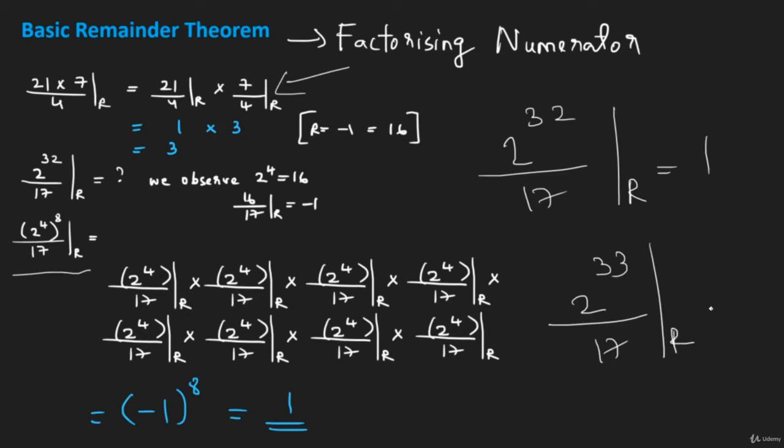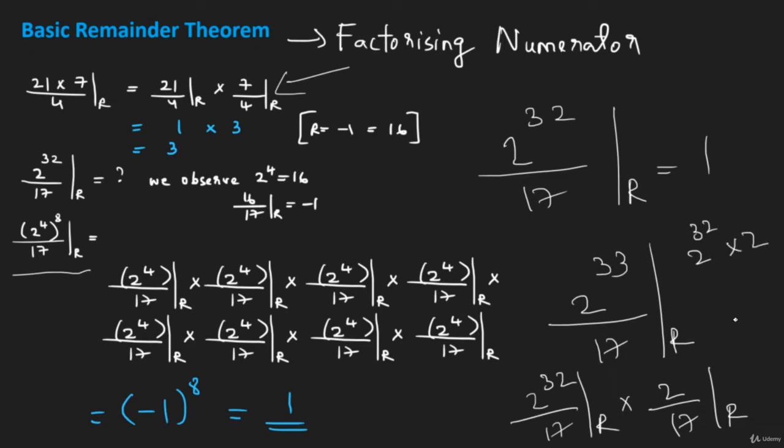Try to find this on your own. I'll give you a clue. This would be the same as 2 to the power 32 by 17 remainder into 2 by 17 remainder, right? Because I can write 2 to the power 33 as 2 to the power 32 into 2.